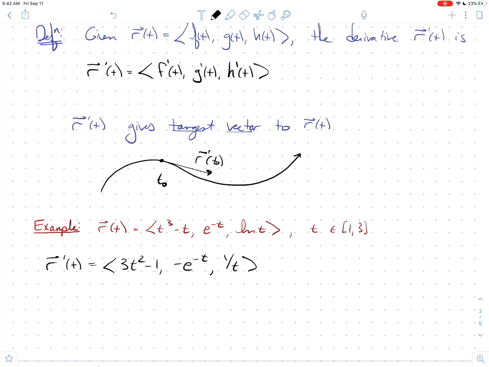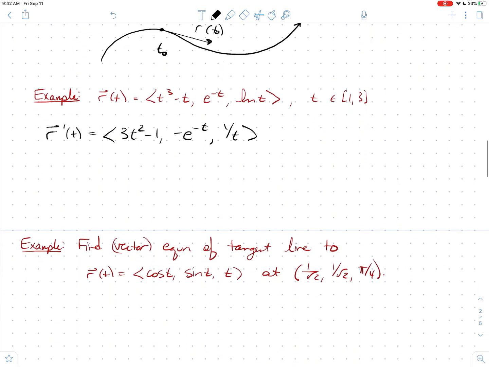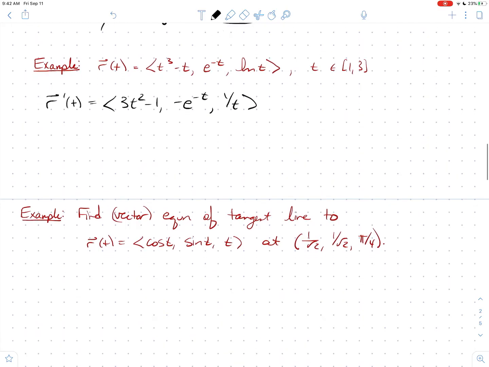Not so bad. All right, so we want to go to another example, and let's find the vector equation of the tangent line to our favorite little spiral at this specific point. And I want you to realize this point is the same as root 2 over 2, root 2 over 2, pi over 4. So I'm perfectly happy with the root 2's downstairs, but just want to make sure that's clear.